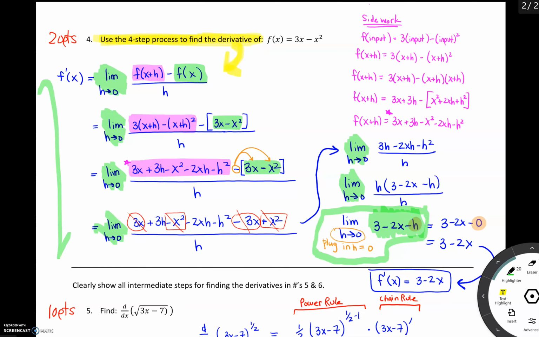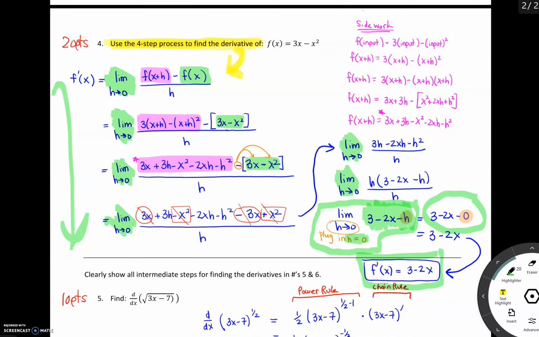Once we do all this work, all that algebra to simplify the difference quotient, we end up with 3 minus 2x minus h. We're taking the limit of that as h approaches 0. So then I need to see that you're actually taking the limit. To take the limit, you're plugging in h equals 0. Once I do that, I do not need the limit notation anymore. Okay? And then I need to see that you knew that whole process is what's producing the derivative.